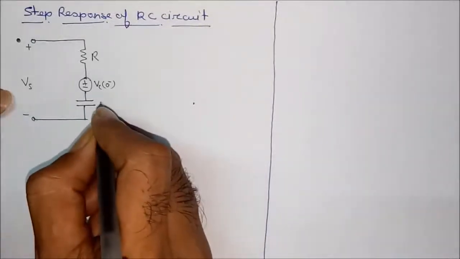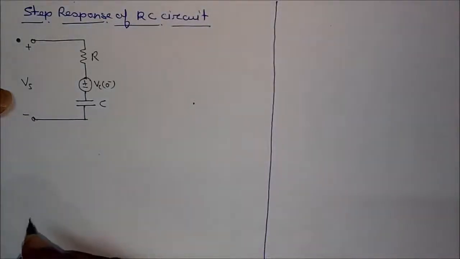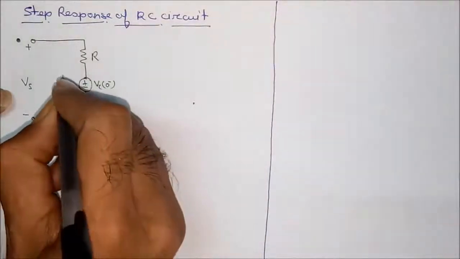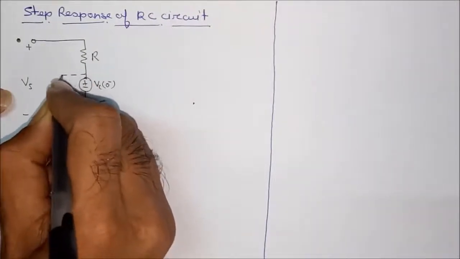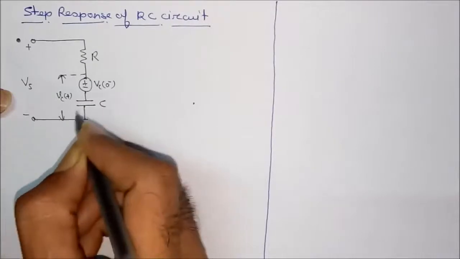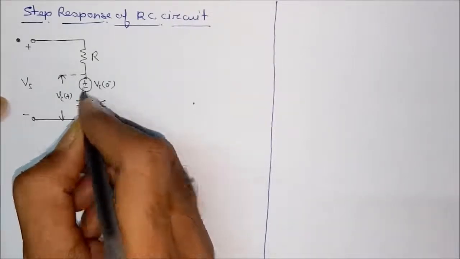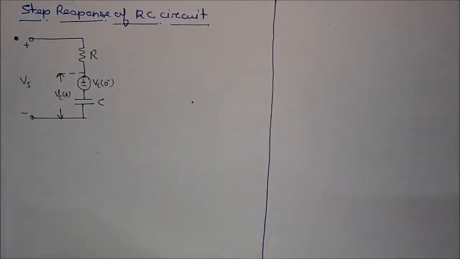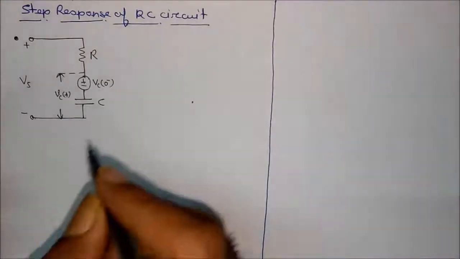Is it okay? And this one is C. And this voltage is what? I've already told you that Vc(t) means the voltage including the initial condition also. This is known as the voltage across the capacitor.